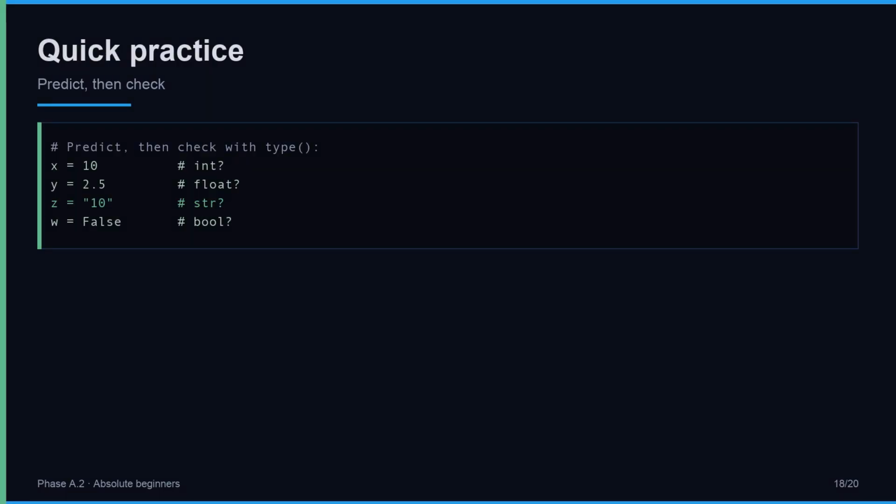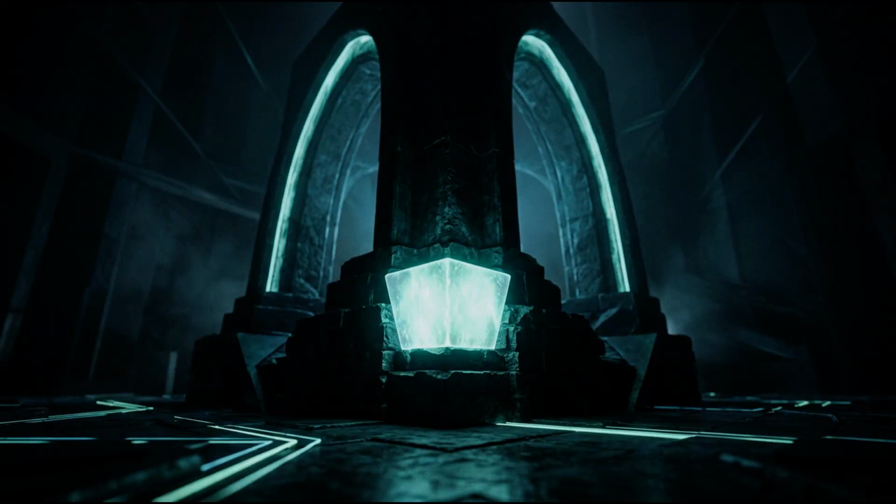Here is a small practice you can do in your head right now. Four values, x, y, z, and w. Before reading on, predict the type of each. X is 10, an int. Y is 2.5, a float. Z is 10 in quotes, a str. W is false, a bool. Building this reflex, predicting the type before you check, is what makes you fluent. The more you practice, the less you have to ask. But when in doubt, you always have type to fall back on. Predict, then check.